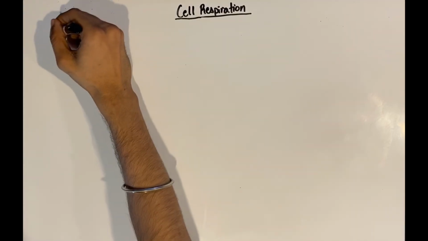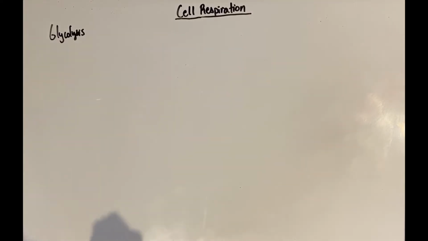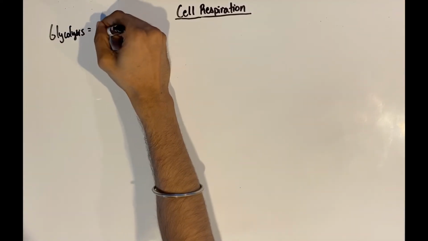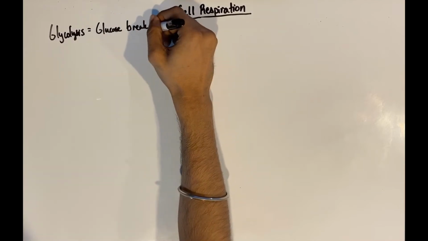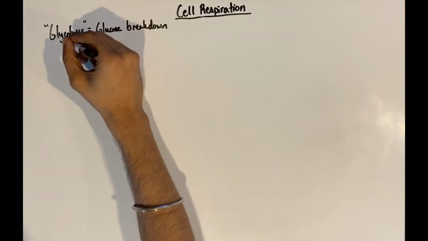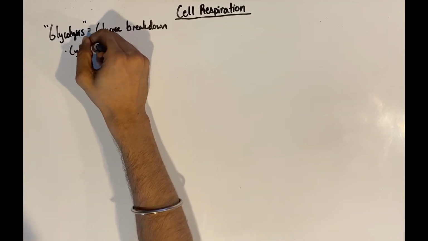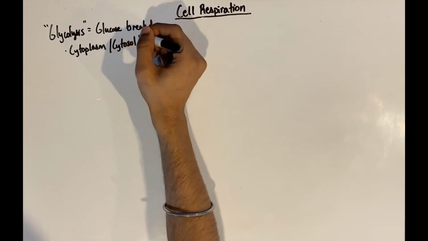As we mentioned earlier, the first phase of cellular respiration is glycolysis. Glyco refers to glucose, and lysis refers to breakdown. So glycolysis is just a fancy scientific way of saying glucose breakdown. So it occurs in the cytoplasm, or the cytosol of the cell, which is just the liquid portion of the cell without the organelles.